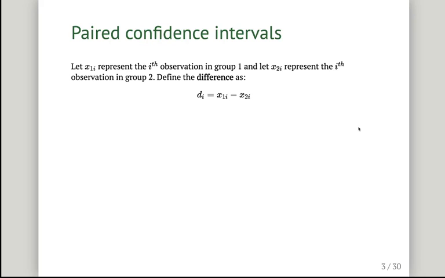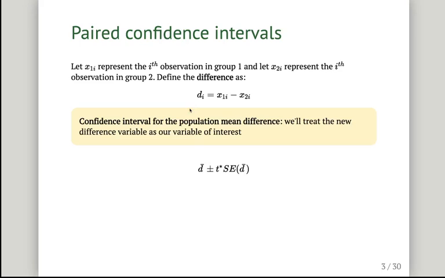I'll let x sub 1i be the ith observation in group 1, x sub 2i the ith observation in group 2. I'll then define the difference as being x1 minus x2. This new difference variable d becomes my variable of interest. That's the variable that we're now trying to understand.